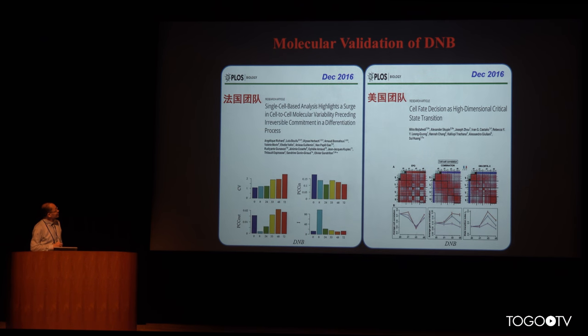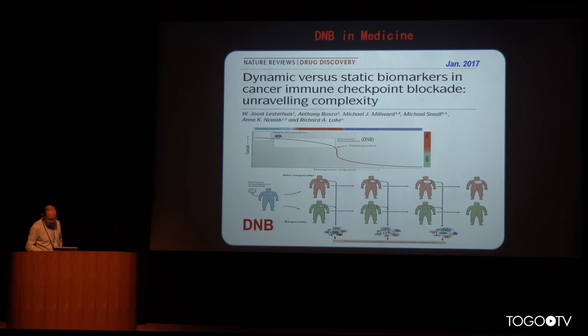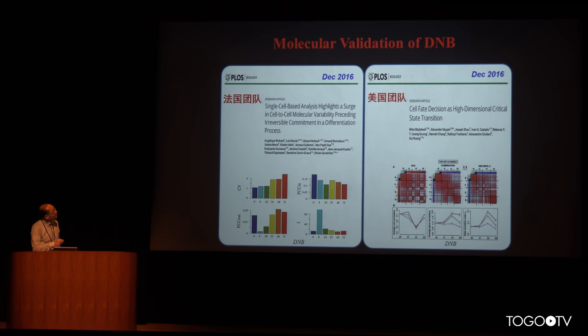Just last year, two other groups, because my group mainly works on the theoretical part, we don't do experiments, so fortunately two other groups conducted experiments at the molecular level. One was in December in plant biology, conducted by a group in the United States. This one is also from December last year. They studied cell fate decision, cells differentiating from stem cells to somatic cells.